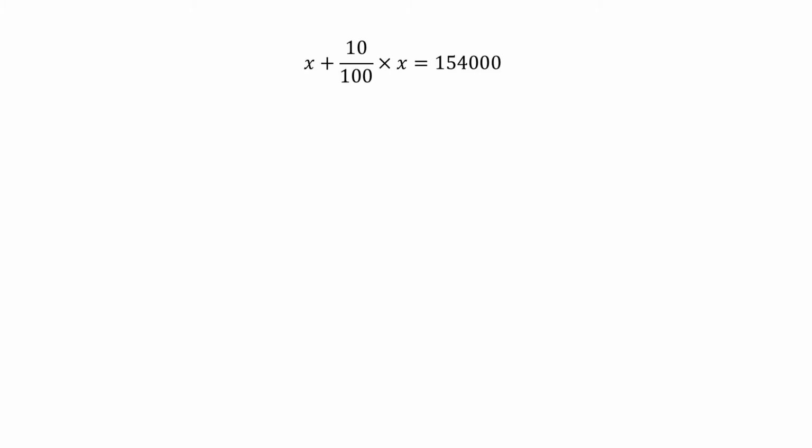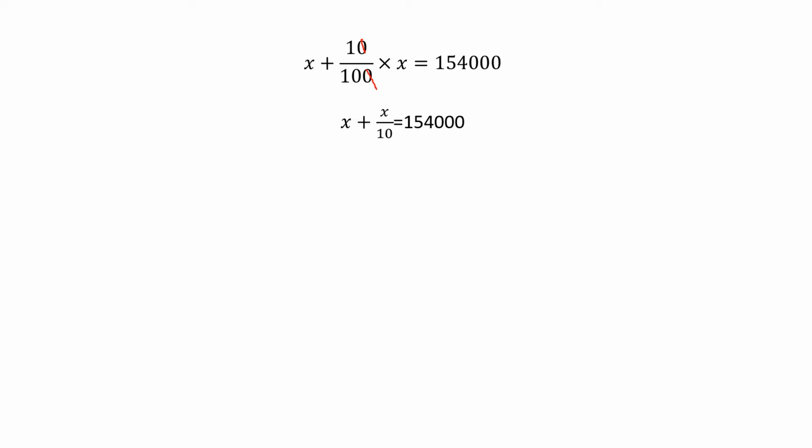So we got here x plus 10 by 100 into x. Cancel it. You'll be getting x plus x by 10. X plus 1 into x, right? 1 into x, x by 10 equal to 1,54,000. You can also do with me, children.